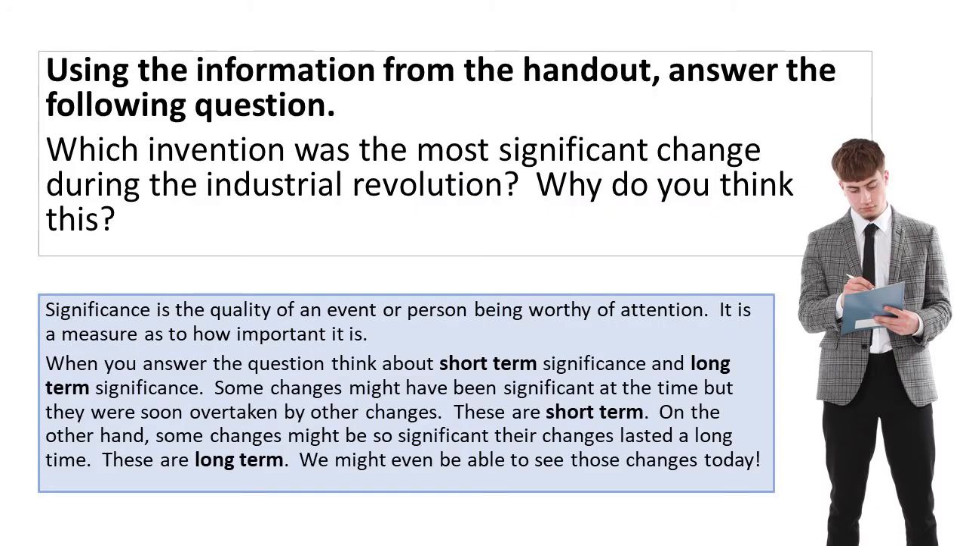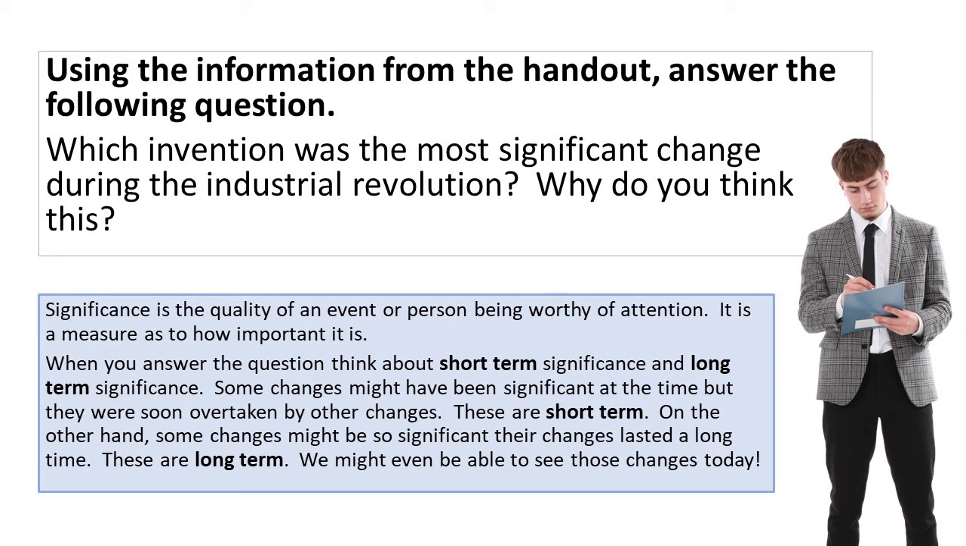So now we're on to the final part of the lesson. And what I want you to do is use the information from the handout, particularly the parts you've highlighted, and give me a written answer to the following question. Which invention was the most significant change during the Industrial Revolution? And why do you think this?